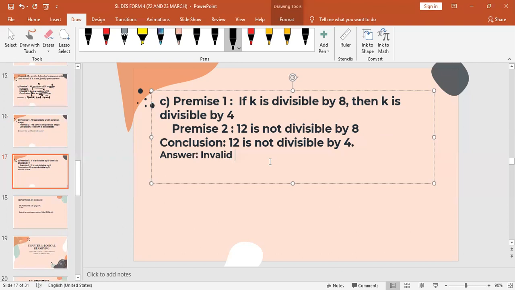Okay, invalid and, okay, say that if K is divisible by 8, then K is divisible by 4. Okay, true. And then 12 is not divisible by 8, also true. But for conclusion, 12 is not divisible by 4, which is false. So it is invalid and not sound.